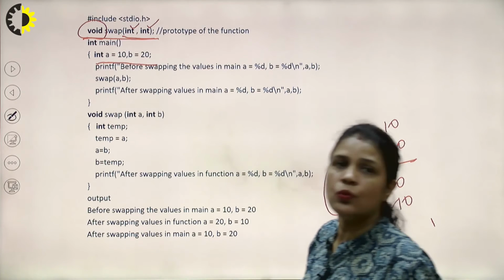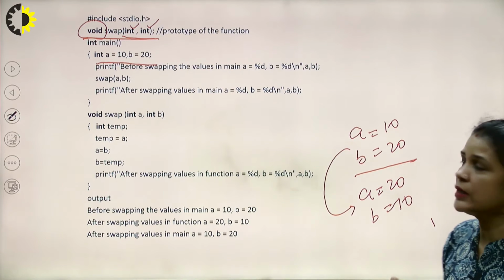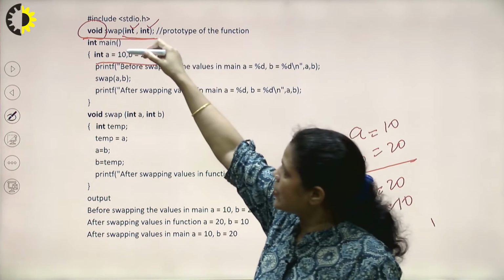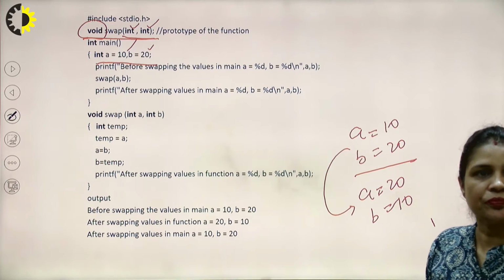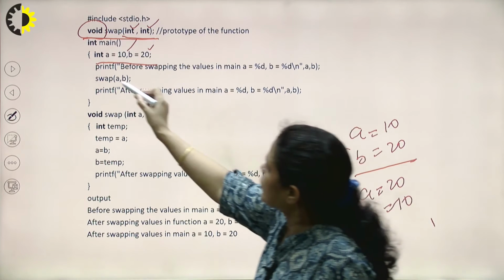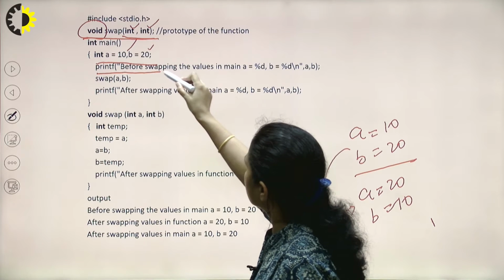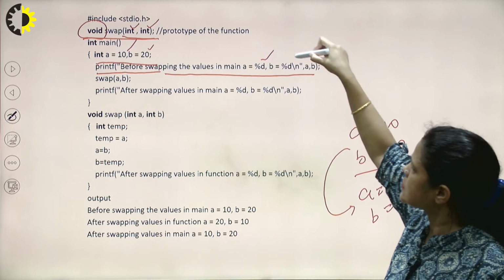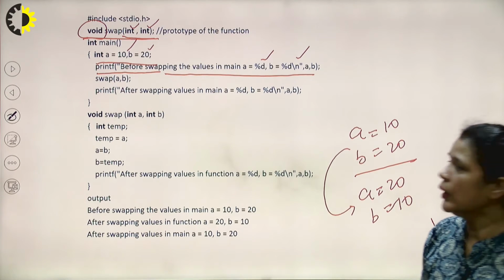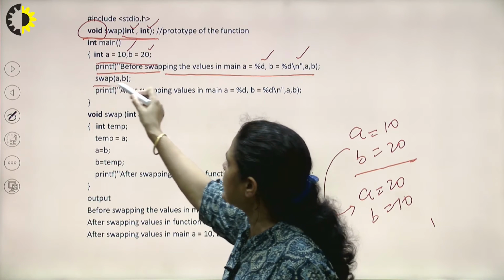We are taking two integers. We are declaring two integers having the initial value 10 in A, 20 in B, right? So this is just a printf statement to indicate to the user that before swapping it is containing some specific value. And then we have the calling part of the function.